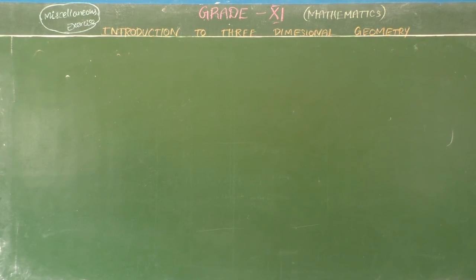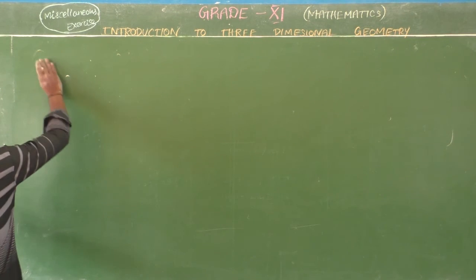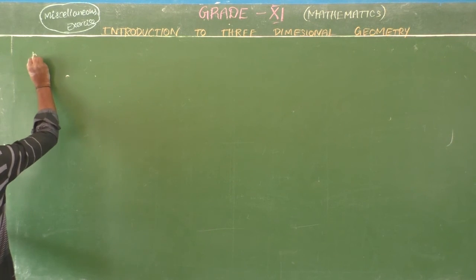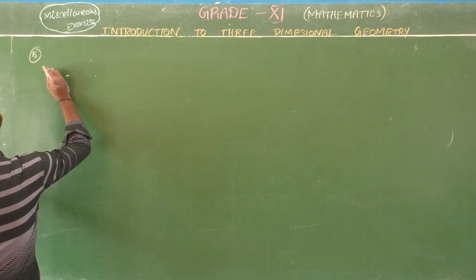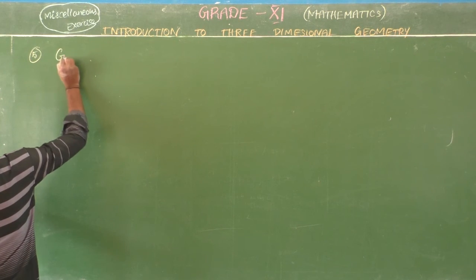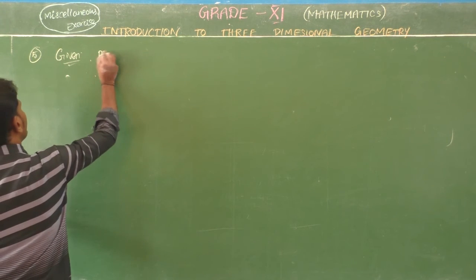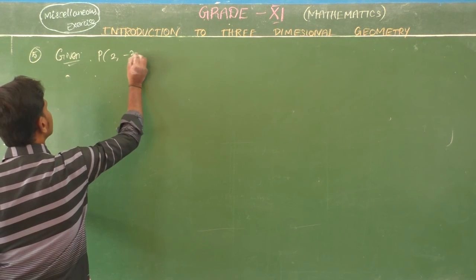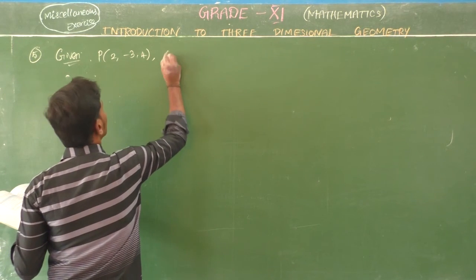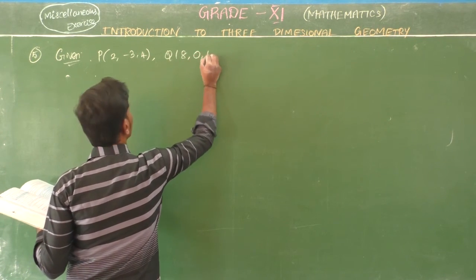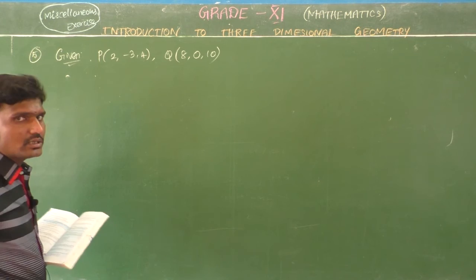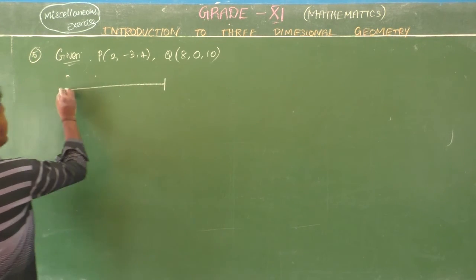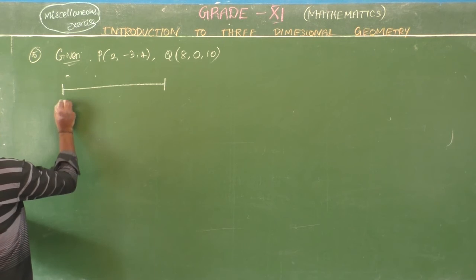Yes, students, this is the last question in that exercise. Question number 5. A point R whose x coordinate is 4 lies on the line segment joining the points P and Q. The point P is 2, -3, 4. Then Q is 8, 0, 10. Then find the coordinates of the point R. Now I am going to draw one line segment.